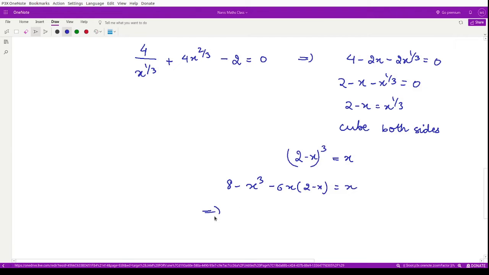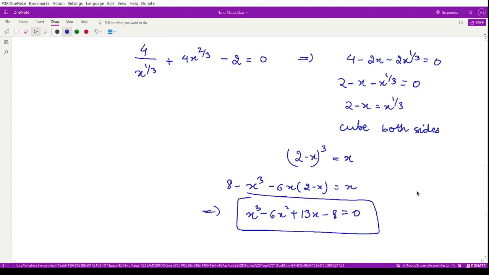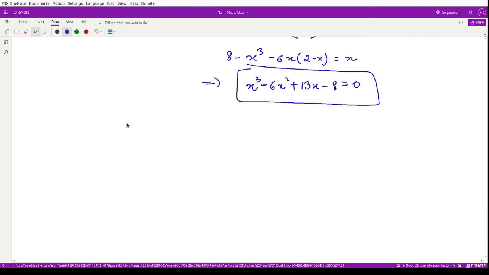So when you simplify this, you finally have the equation x cube minus 6x square plus 13x minus 8 is equal to 0. So this is your cubic equation, where you are to find the roots of this equation. So now what is the method to calculate the roots of given equation? First of all, you'll go by hit and trial method. So that means you will substitute one value of x and you will see whether this thing is equal to 0 or not. So that is the one procedure.